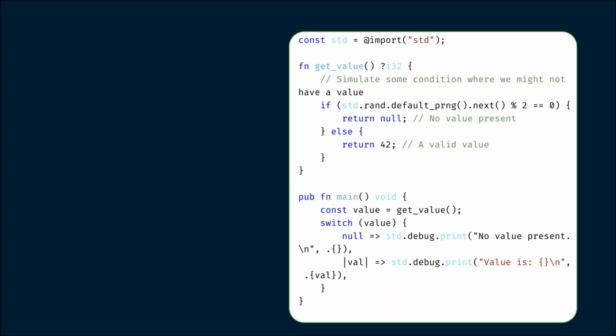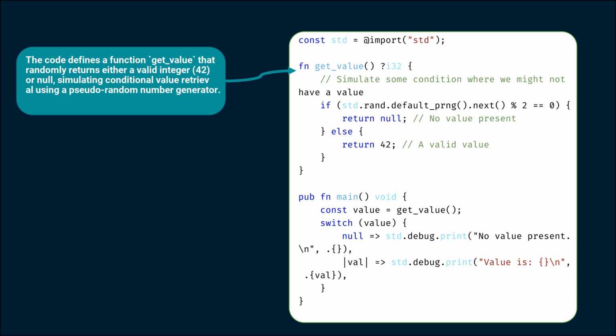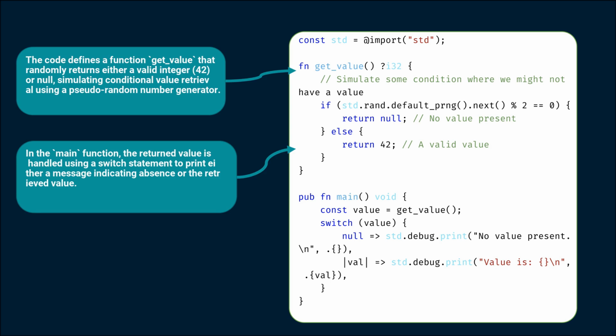Now let's see how we can implement optional memory safety in Zig through the use of the optional type. In the provided code, the function getValue is designed to simulate a scenario where it may or may not return a valid integer. The introduction of randomness via std rand default PRNG next creates a 50-50 chance to either return a valid integer value or null, thus demonstrating the optional nature of the return type, represented as ?i32.